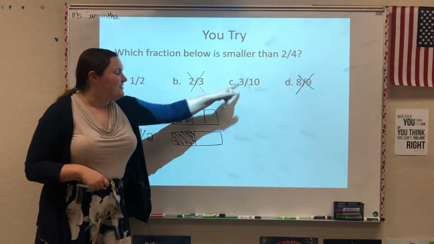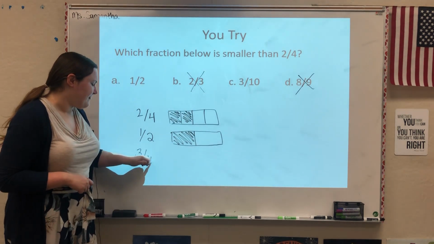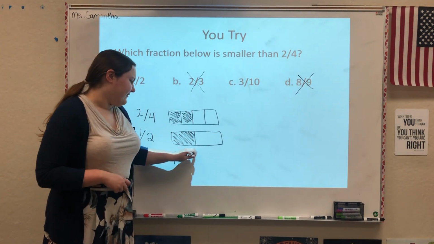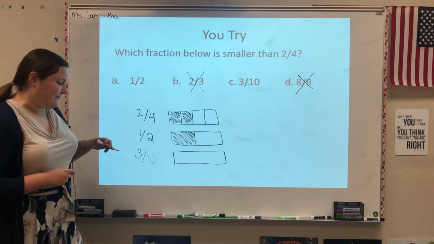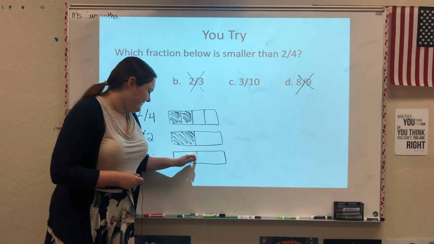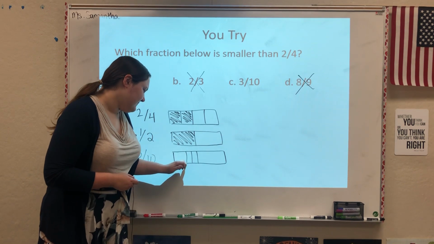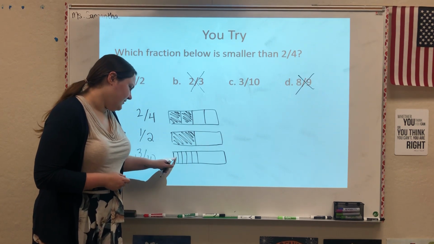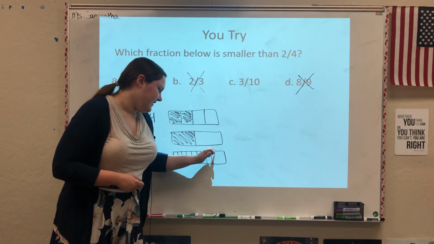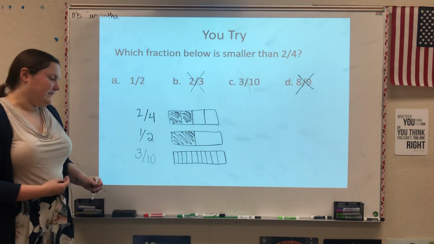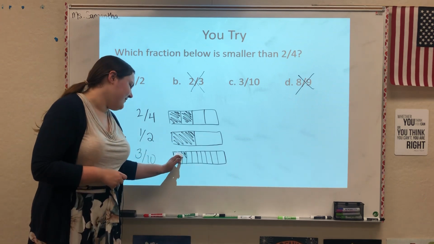I've got one last one though, 3/10. Oh boy, okay, so I need to draw a rectangle the same size as those, and I'll put it into 10 parts. So I'm going to do my best. Got 2. Okay, 1, 2, 3, 4, 5. All right, 6, 7, 8, 9, 10. It's pretty good. And I've got 3 of them.